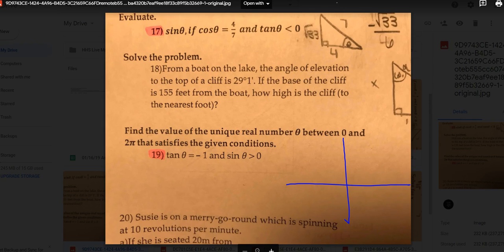Yeah, you're good. All right, find the value of the unique real number between 0 and 2 pi. So they're telling me sine is positive, that's in quadrants 1 and 2, and the tangent is -1. So that means we are directly in the middle of quadrant 2. They want the angle measurement that would give that between 0 and 2 pi.